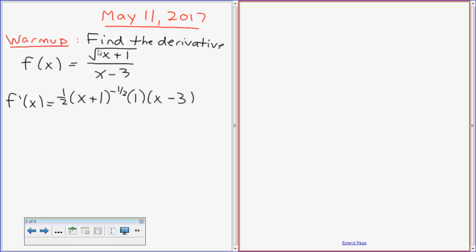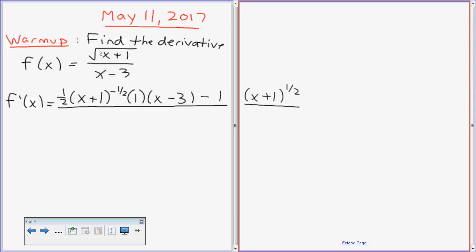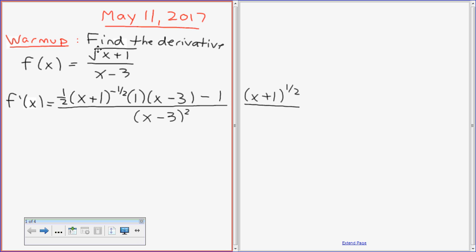Can I get someone else to take the derivative of the second half of the quotient rule, please? Go ahead. Minus x plus 1. I'll just call it 1 and then x plus 1. Isn't there supposed to be a negative 1 on the x minus 3? No. Oh, this one, sorry.